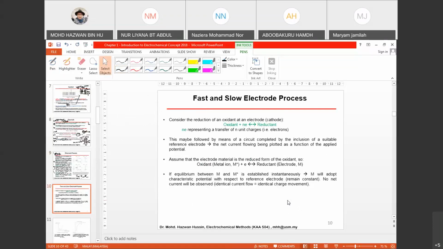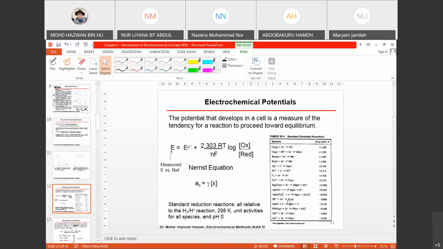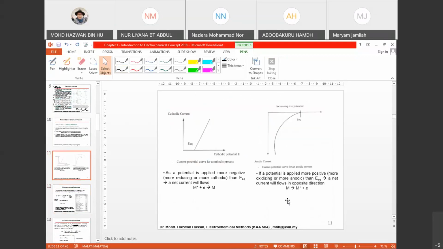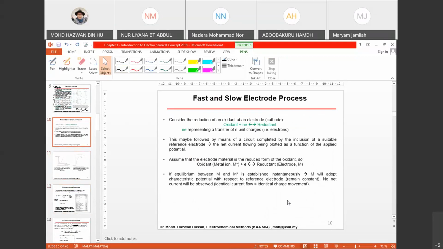Maybe one or two slides before we end. I guess I will stop here, because next is actually a special topic that we will explain on Thursday. Fast and slow electrode process.